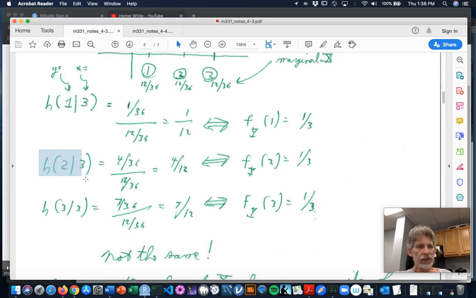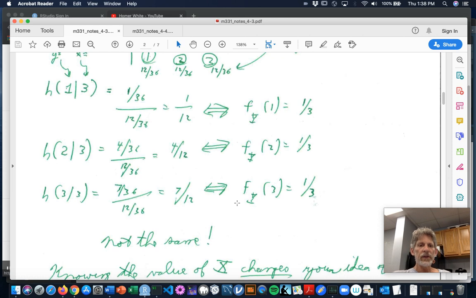How about h of 2 given 3? Similar computations, I get 4/12, a third. What about h of 3 given 3? Also a third, so that's kind of interesting. I'm sorry, whoa. 1/12, 4/12, and 7/12. And so we're getting not the same values. If we got the not the same just once, that would already be a sign the two random variables are not independent. And here we find that there was always a difference.